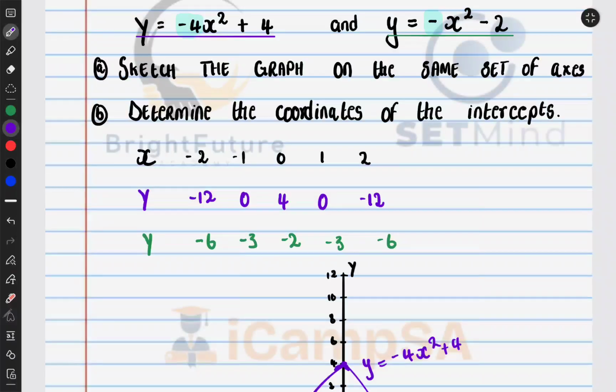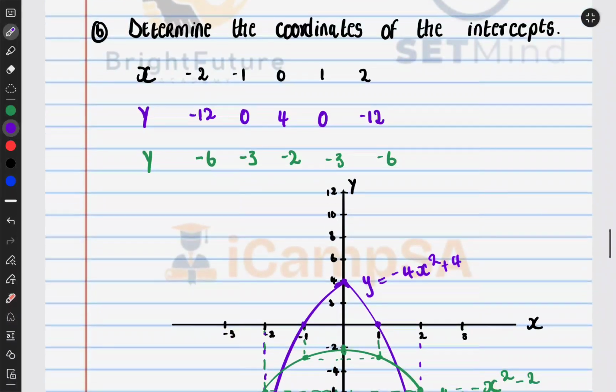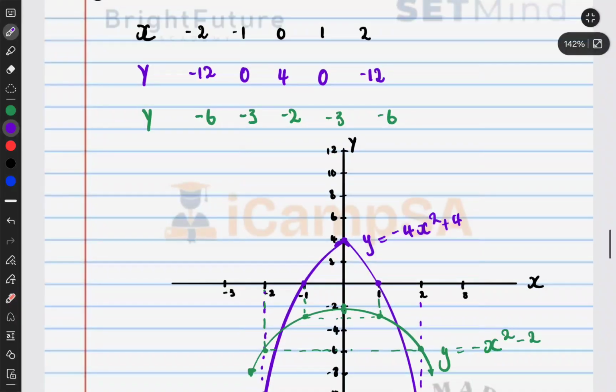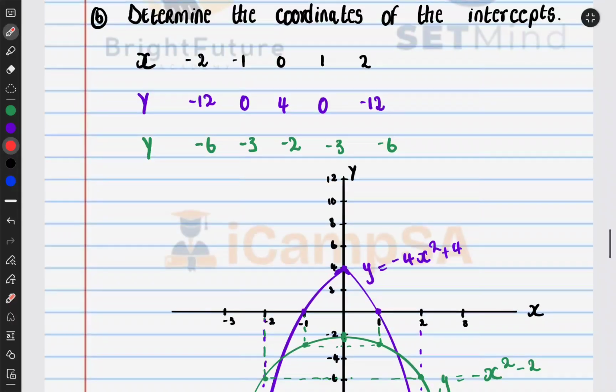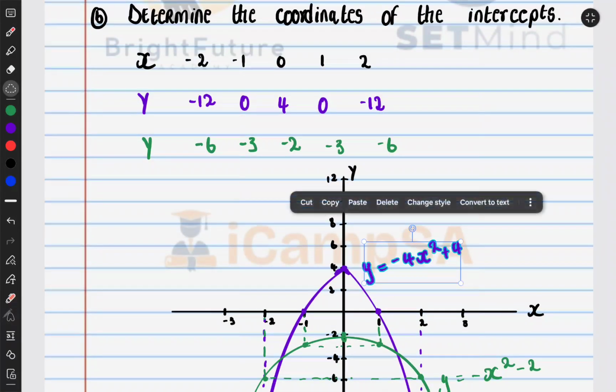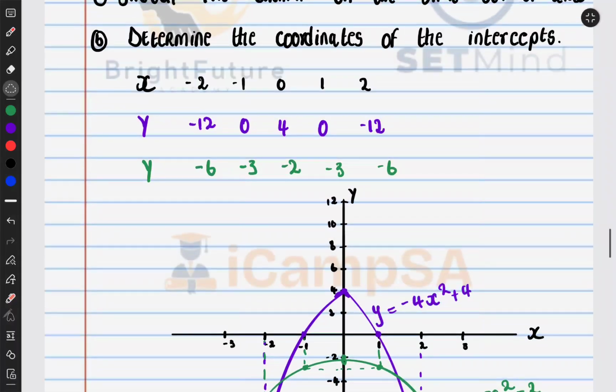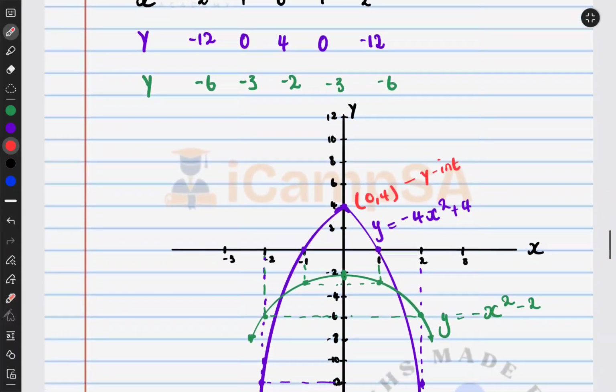And then we also determine the coordinates of the intercepts. I will just put them here on the graph. For the purple function, the first one, the y-intercept is at 0 and 4, those are the coordinates. Then we have the x-intercepts at negative 1 and 0, and 1 and 0.